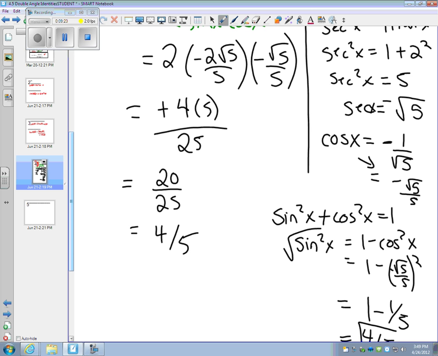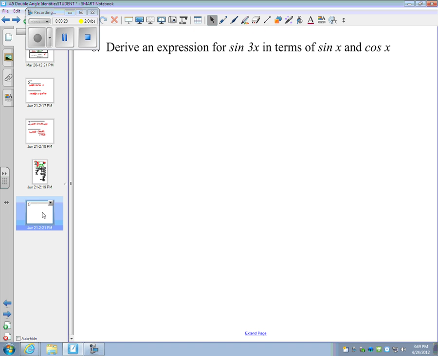Okay. Next question. That was a doozy. Derive an expression for sine of 3x in terms of sine x and cos x. So we're going to rewrite this as sine 2x plus x. Now we're going to use some prior knowledge. Sine of 2x plus x is equal to, this was yesterday when we had a sum, sine of 2x cos x.